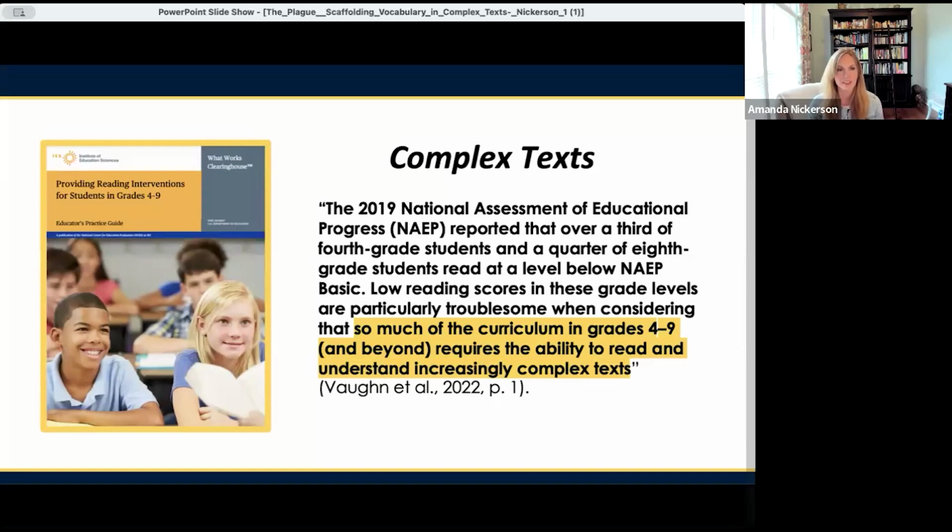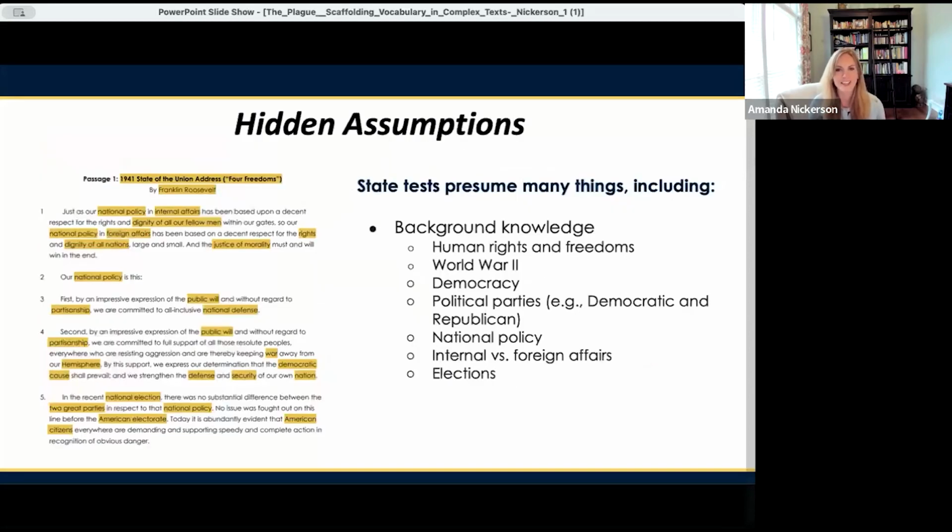And we know that this is true. The demands accelerate really from 3rd grade and beyond, but especially by the time our students reach middle school and high school and are engaging with many disciplinary texts. But there are lots and lots of hidden assumptions in these texts that our students encounter.